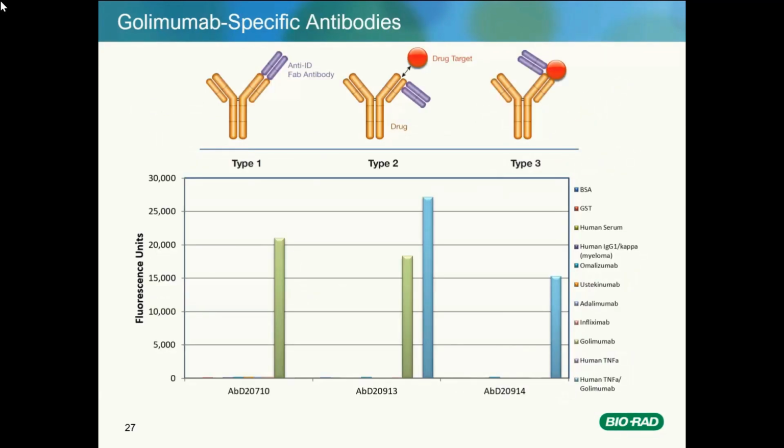Here is an example of all 3 binding modes. Golimumab is an immunosuppressive drug blocking TNF alpha. Type 1 only binds the free drug, left panel. Type 2 binds golimumab in the middle panel in the absence and presence of TNF alpha. And type 3 is just binding golimumab in complex with TNF alpha in the right panel.